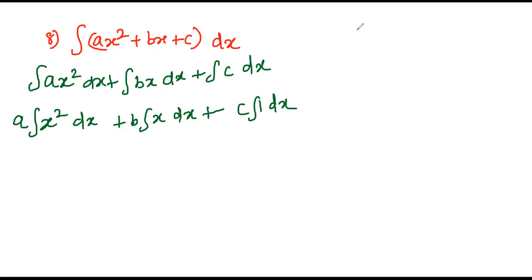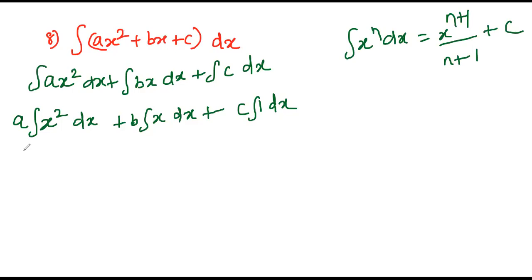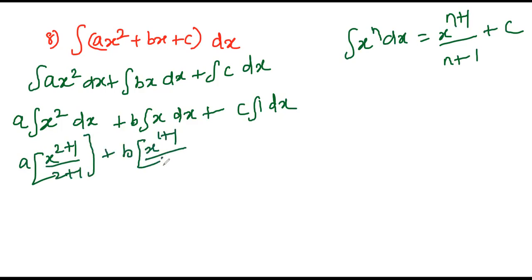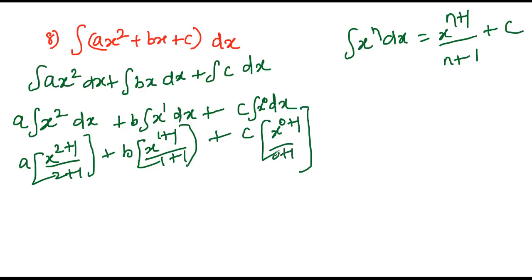By using this formula, when you integrate x raised to the power n, you will obtain the result as x power n plus 1 upon n plus 1 plus c, which can be written as a times of x raised to the power 2 plus 1 upon 2 plus 1, plus b into x raised to the power 1 plus 1 upon 1 plus 1, because x can be considered as x power 1, right? And c into integral 1, and 1 can be written in terms of x, which is x raised to the power 0. So this will be x raised to the power 0 plus 1 upon 0 plus 1.